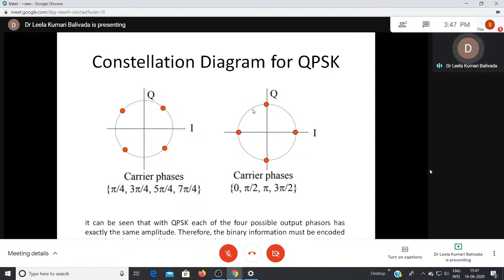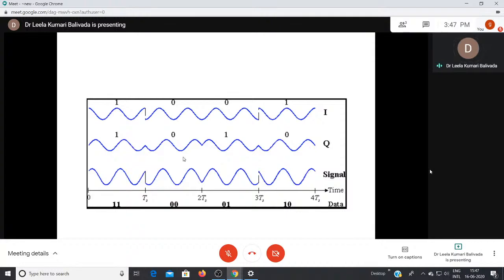This is another constellation diagram, where the phases are 0, pi by 2, pi and 3 pi by 2. So the phasor constellation diagram can be represented in different ways. In this case, the phases are 0, pi by 2, pi and 3 pi by 2, each with a phase difference of 90 degrees. Here also, each one has a phase difference of 90 degrees, since there are 4 different phases. This is how we can represent the signals.